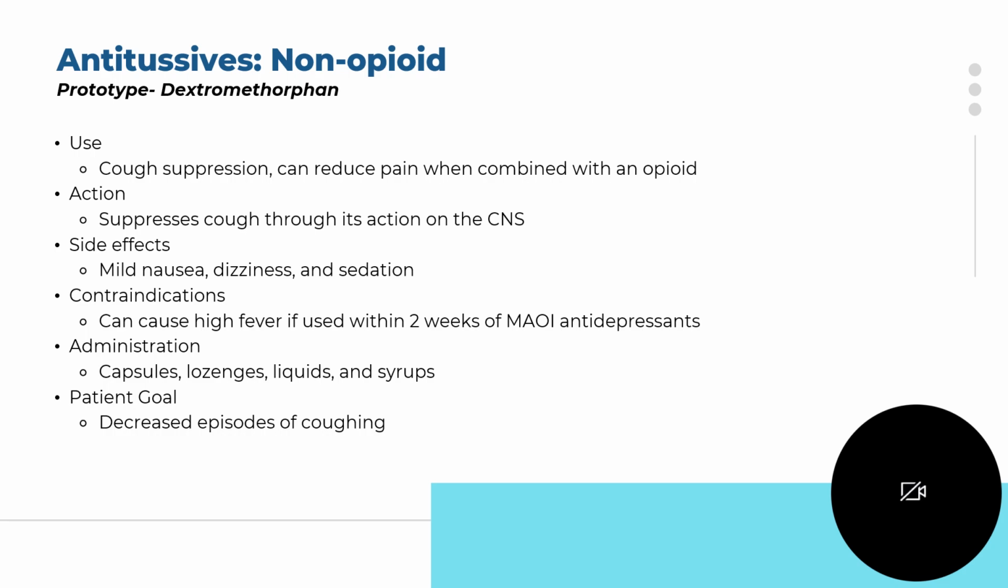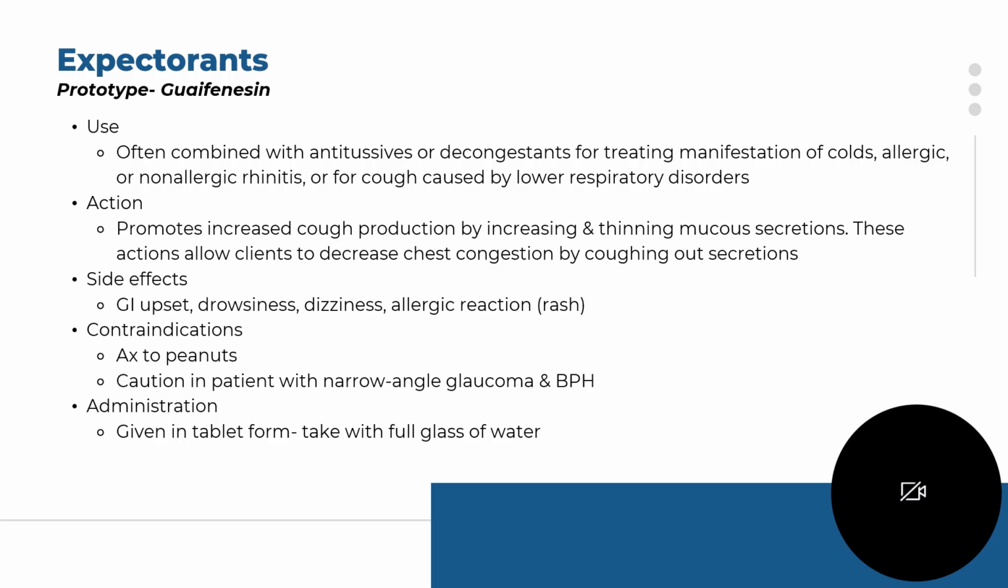So this can be given as capsules, lozenges, liquids, or syrups. And I'm giving the antitussive to stop their cough. It's a cough suppressant. Guaifenesin is an expectorant. Robitussin, that's a common brand of this, Mucinex.